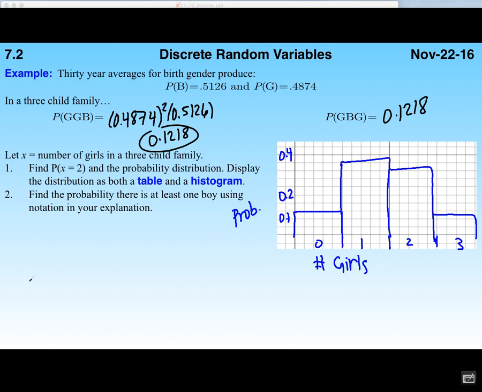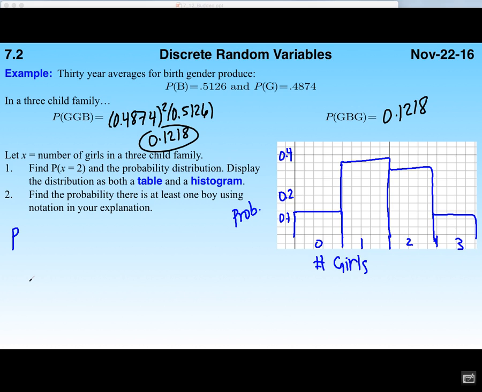You have a question like this in your homework for this section. Please put your answer in a table like we just did. Every year students just write out all the cases and all the probabilities. That's not what I want. I want a table that has X and then the probabilities for that X value. Got it? Okay. Second one, find the probability that there is at least 1 boy using notation in your explanation.